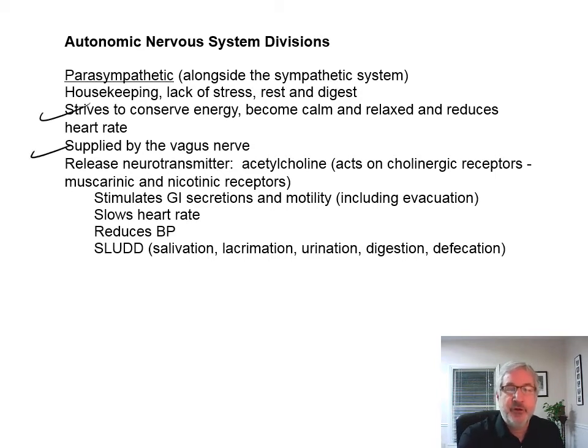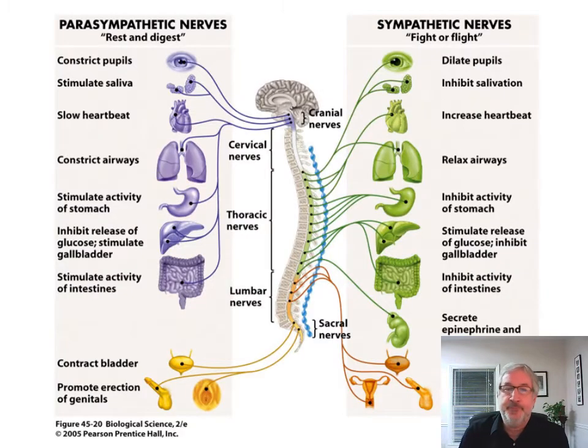Supplied by the vagus nerve, it releases a neurotransmitter called acetylcholine. It stimulates GI secretions and motility, slows your heart rate, reduces blood pressure. The acronym is SLUDD: salivation, lacrimation, urination, digestion, and defecation. So it increases those things and decreases heart rate and things that you might need if you're running away from a lion, say. Okay, next slide.